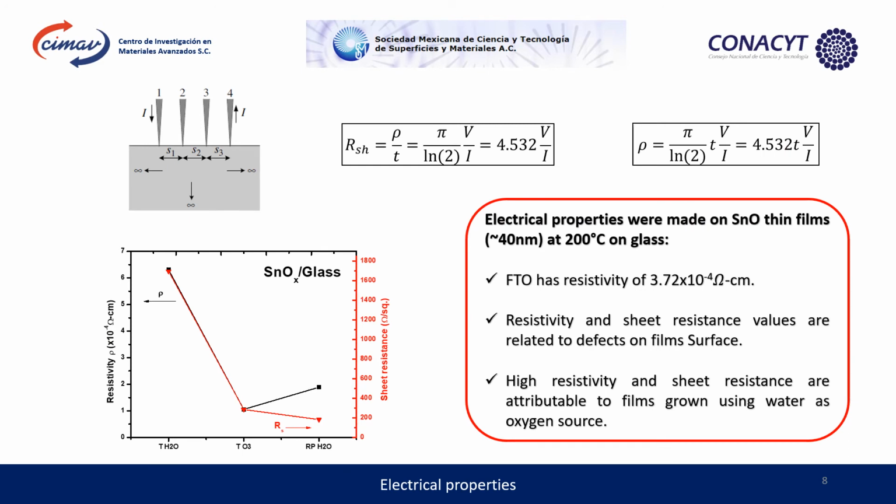Electrical properties were measured on tin oxide thin films grown at 200 degrees Celsius on glass using the 4-point method. These films show low resistivity, around 3 times 10 to the negative 4. Meanwhile, the resistivity and sheet resistance are related to the defects on the surface in the ALD films.